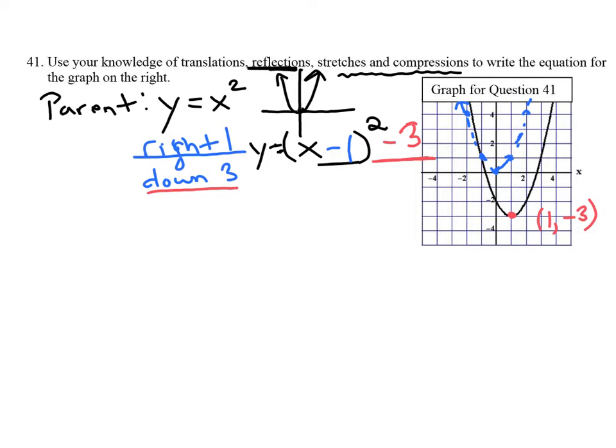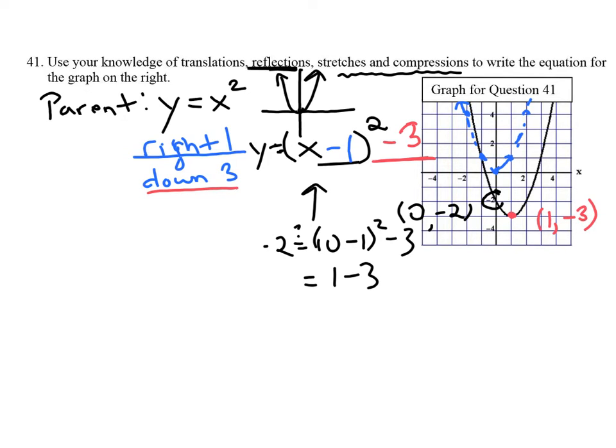But another way for you to double check would be to substitute some values. So let me take this point, for example. This is saying that when x is 0, y is -2. Well, let's see if that works in the equation that we've written so far. Is -2 equal to (0 minus 1) squared minus 3? Well, (-1) squared is +1, minus 3. That is equal to -2.